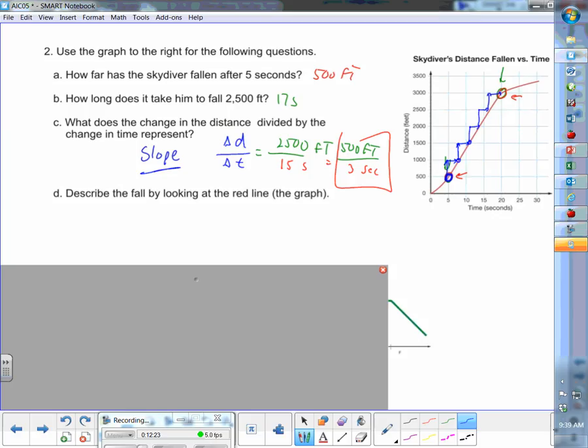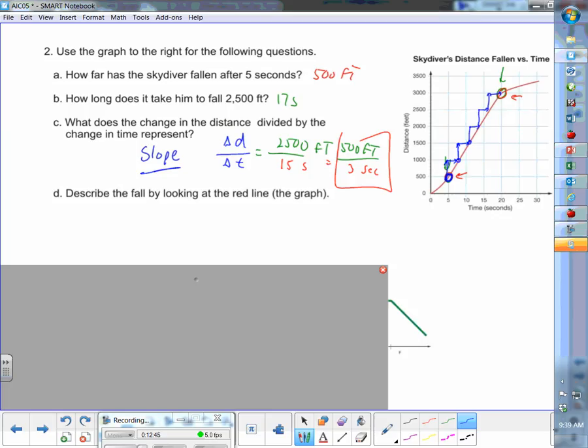Describe the fall by looking at the red line of the graph. Okay. You'd have to break it up. Between 0 and 5, it's sped up. This curve kind of curves up, so it's speeding up. But from 5 seconds to 20 seconds, the fall was a steady rate. That's what this straight line represents.